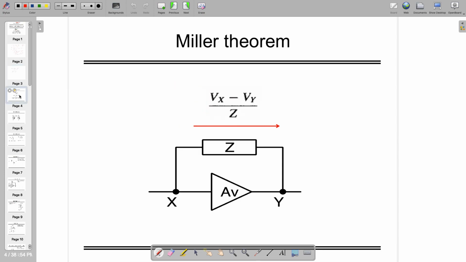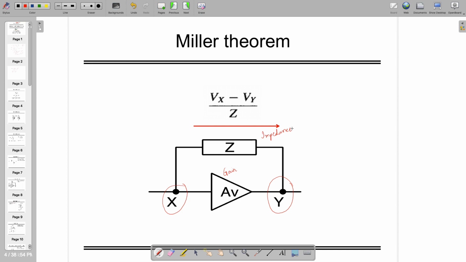Let's assume that there are two points or two nodes, x and y. Look at this carefully. X and y are connected through two different elements. One is the gain element and one is impedance. So what Miller says is that in such a case you can decompose this impedance in two parts. One is at input and one is at output. That is what Miller theorem says. But what will be their values, that has to be derived.